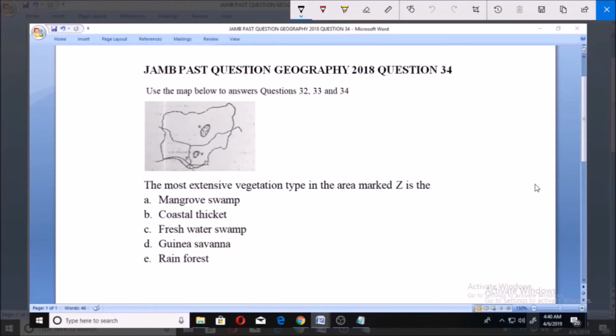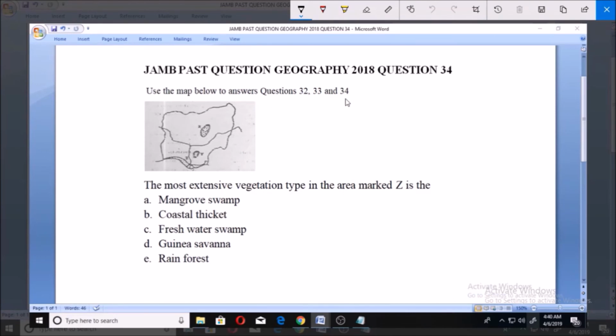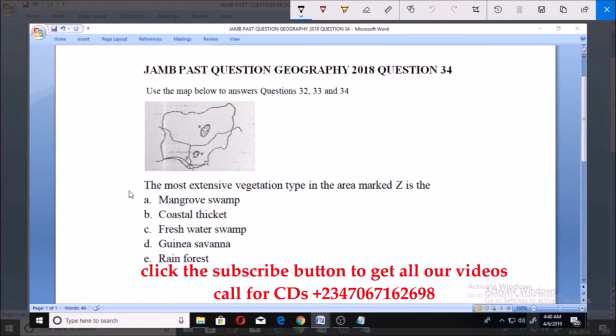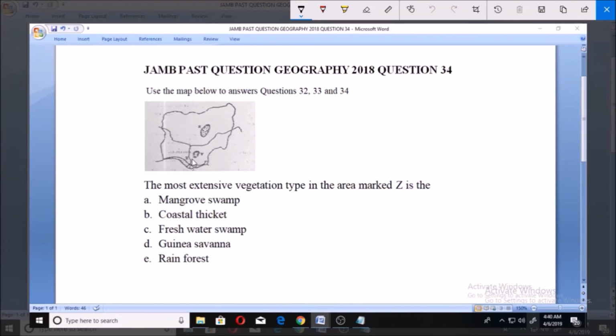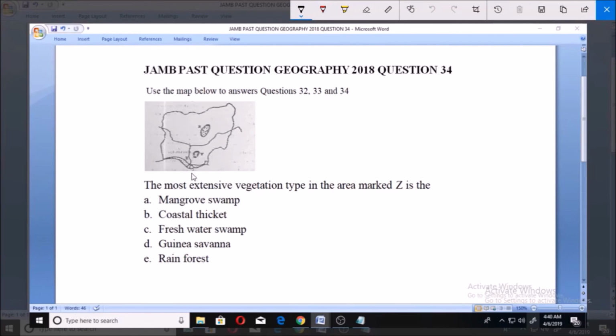Let's look at this JAMB past question, Geography 2018, question number 34. Use the map below to answer questions 32, 33 and 34. This is the map of Nigeria indicating places. This is Plateau Nasarawa region. X is Plateau Nasarawa region. Y is Enugu Anambra region. And this is Z, close to Delta, Ondo and down south. So the question goes, the most extensive vegetation type in the area marked Z is the A.